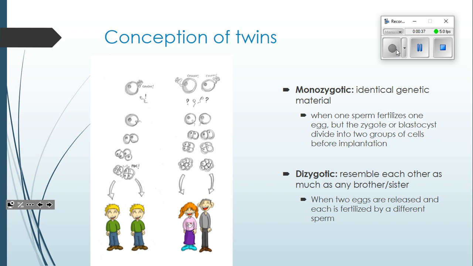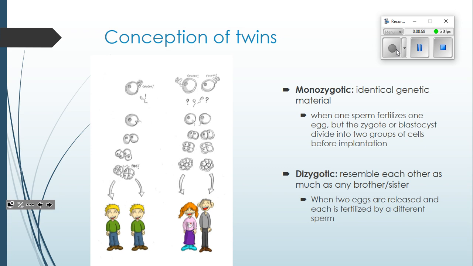Now the first thing I want to mention is the word conception. That's like where they came from. How did twins happen? There are two basic types of twins that we will discuss that you have to be familiar with. The first type is called monozygotic.